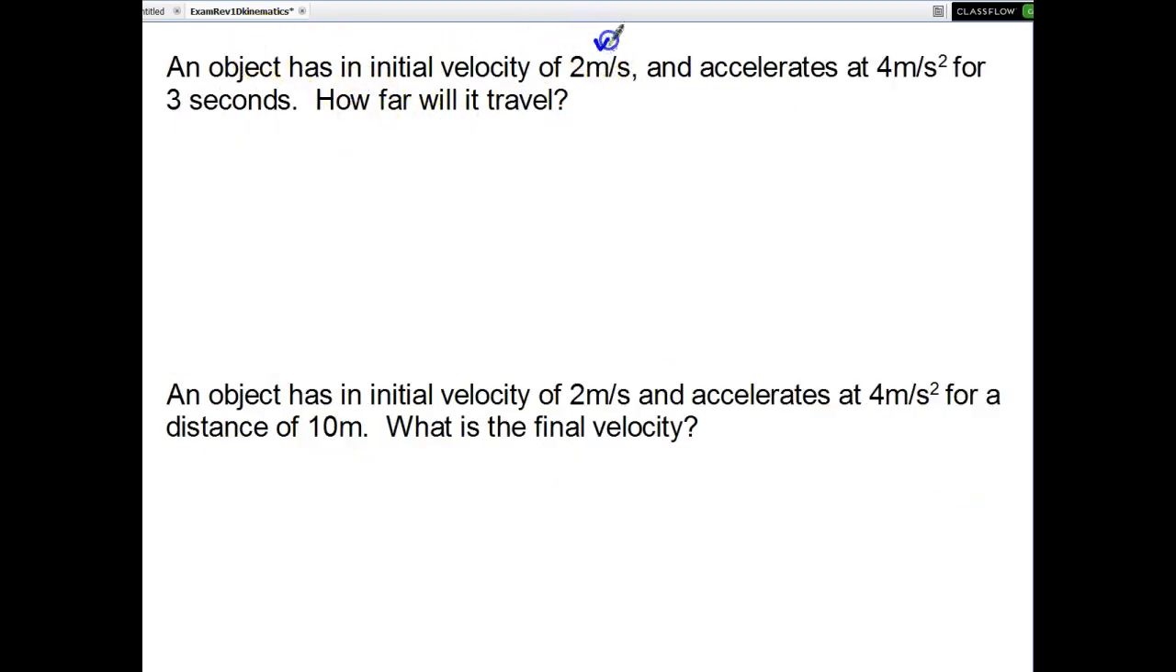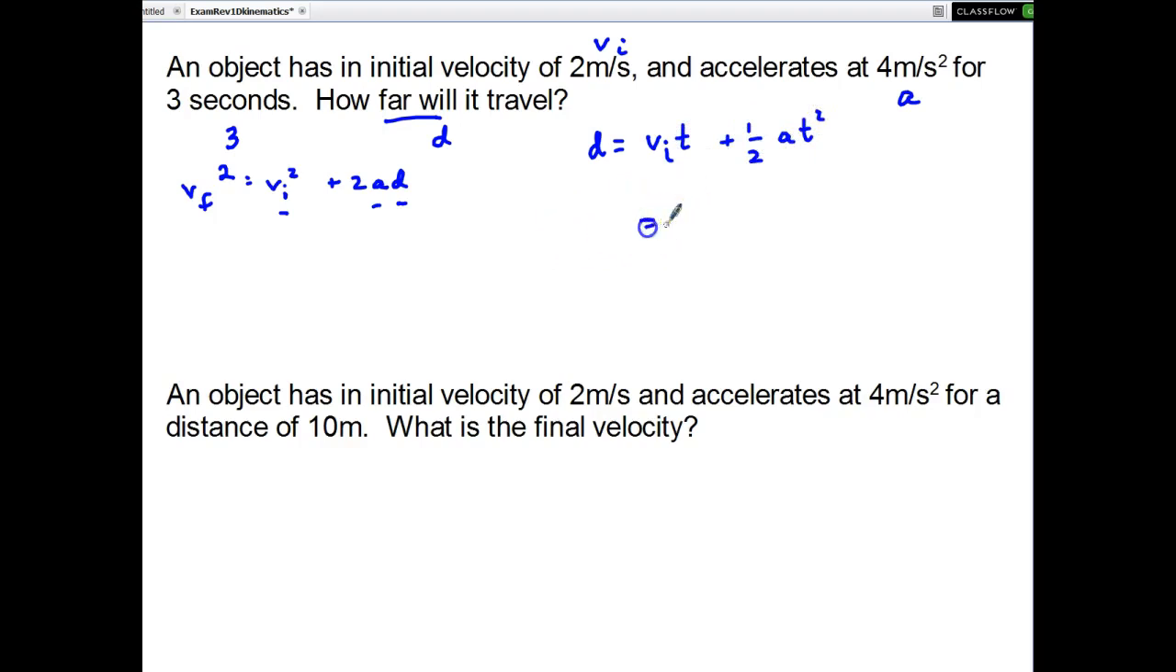An object has an initial velocity of 2 meters per second, accelerates at 4 meters per second squared for 3 seconds. How far will it travel? So we're looking for a d. So we have two options. When I see v's and d's, I think vf squared equals vi squared plus 2ad, but we don't have a final velocity, and we're not looking for it. So we're looking for a distance, we have an acceleration, and we know an initial velocity and a time. So how about d equals initial velocity times time plus 1/2 at squared.